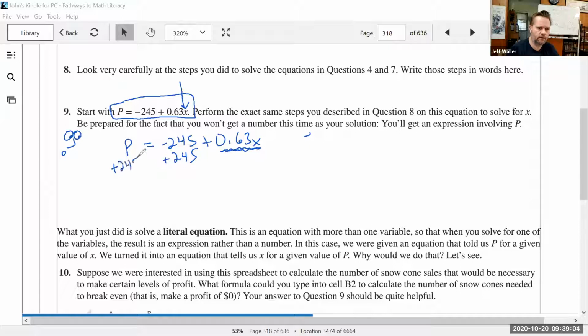Now here's where I get some interesting mistakes. What is P plus 245? P plus 245. What I often get is somebody will write 245P, but that is 245 times P. That's not what we're doing. We're adding it. So that's all I can write. I don't know what else P plus 245 could be, so I write P plus 245. And on this side, what's left?